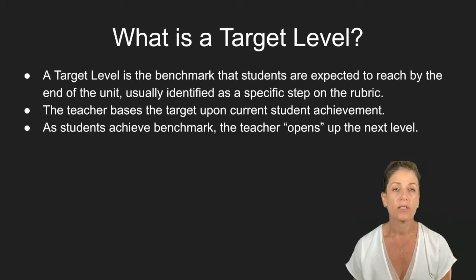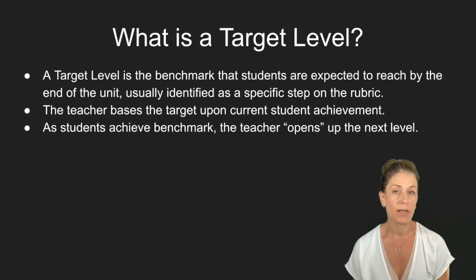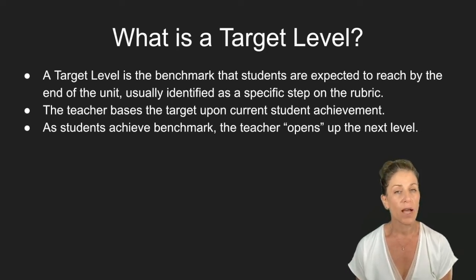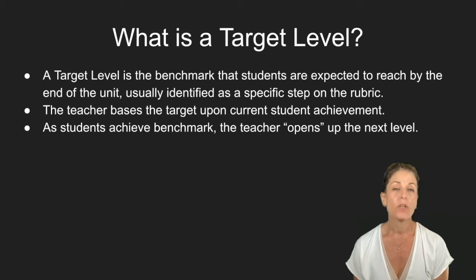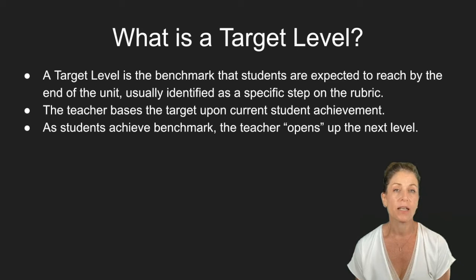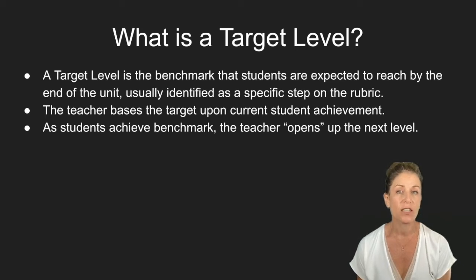Recall that a target level is the benchmark that students are expected to reach by the end of the unit, usually identified as a specific step on the rubric, beginning, developing, etc. In order to move students gradually from one level to another, we actually block out and don't let them view higher levels of achievement. Before the start of the year, we identify our goals for the class, and I backwards plan to set targets for each learning progression for each unit, with the goal of getting all students to a previously identified level of performance by the end of the year.